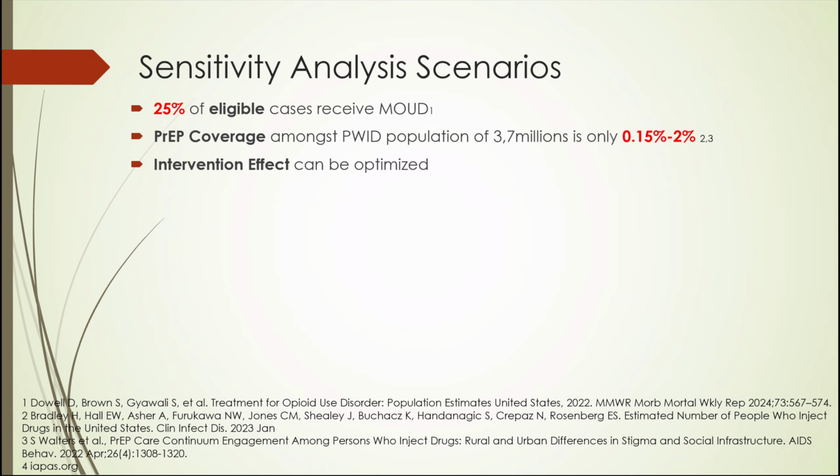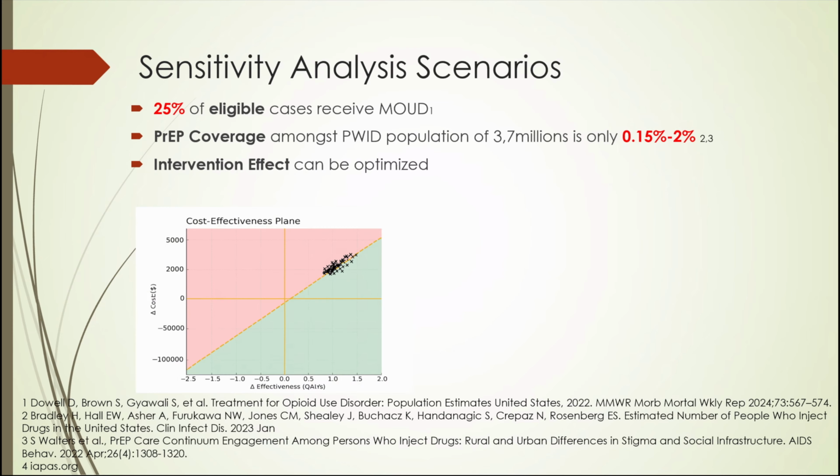And it gets more interesting because we are able to calculate scenarios. For instance, we know only 25% of eligible cases receive MOUD. But what if we could improve the coverage of our intervention on MOUD, and then see what happens?